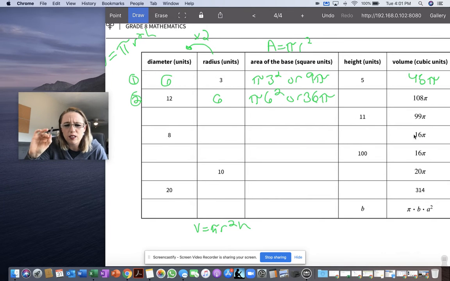Sorry guys, this stylus is really hard to write with. I ordered a better one. It should be here soon. So bear with me.